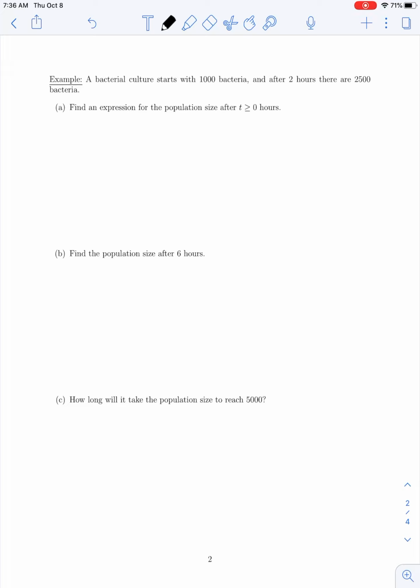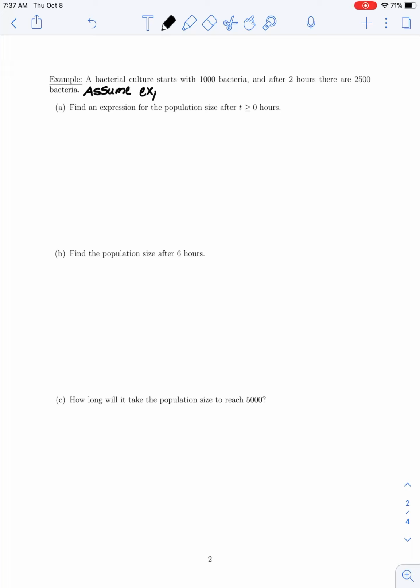So we're told here that a bacterial culture starts with 1,000 bacteria, and after 2 hours, there are 2,500 bacteria. So in part A, we are supposed to find an expression for the population size after t hours, where time t is non-negative. And really, I should say something in the statement of this problem to indicate that we are assuming exponential growth. So let me add a little statement here.